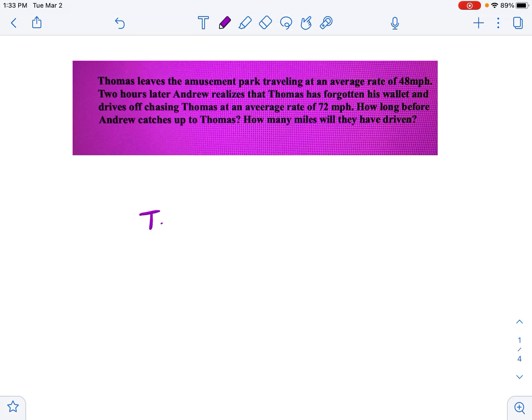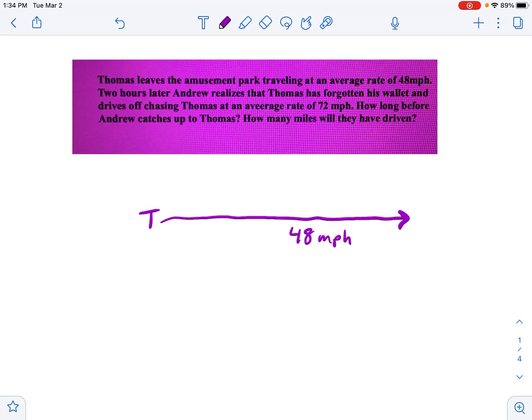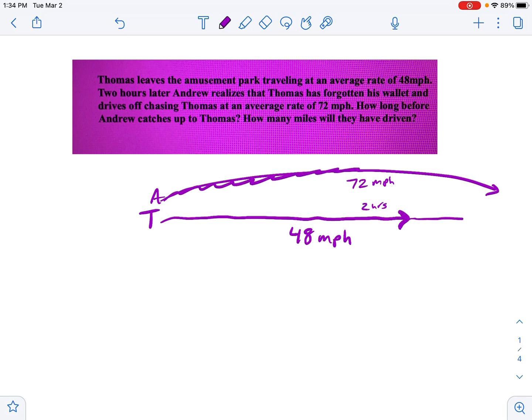Okay, so Thomas is going to leave, and he's going to be going 48 miles per hour. Then Andrew leaves 2 hours later. So Tom has been traveling for 2 hours, and then suddenly Andrew's like, oh man, I gotta go catch up to him, and he's going 72 miles an hour. Makes sense. But while Andrew has been going super speedy fast trying to catch up, Tom is still diddly-dallying along at 48 miles per hour. You gotta realize Tom is still going. And then, as you can see, they will have covered the same distances. So the distance Andrew goes is the same distance Tom goes.